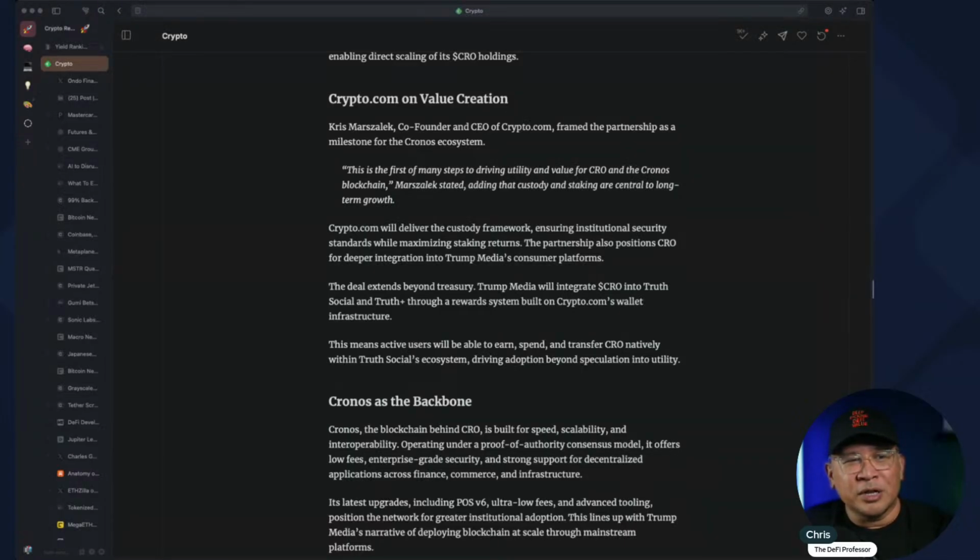So Trump Media is going to integrate Kronos into the Truth Social and Truth Plus reward system built on their wallet infrastructure. The active user will be able to earn, spend, and transfer Crow natively within Truth Social's ecosystem, driving adoption beyond speculation into... Is this just a name recognition thing?